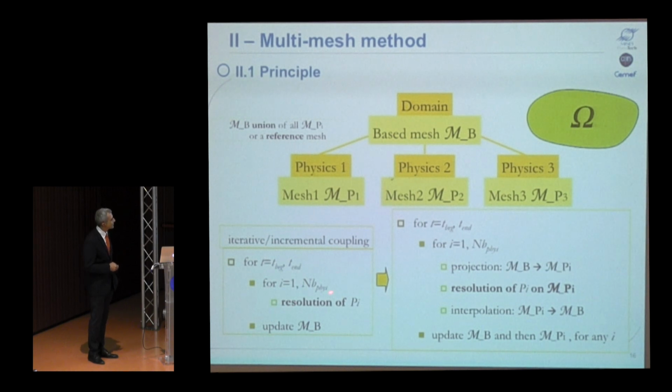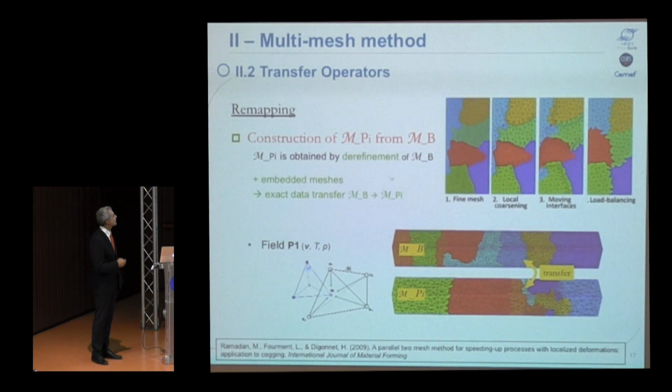Then if we apply the multimesh method, we can split this into three parts. First, we have a projection from the base mesh into the mesh of the particular physics. Then we solve in a most efficient way the system on that physics using an optimal mesh, and then we project back, we interpolate back the results on the mesh. So it's a rather simple idea, but it requires good remapping operators to avoid losing information during those operations. Those operations also have to be done in parallel.